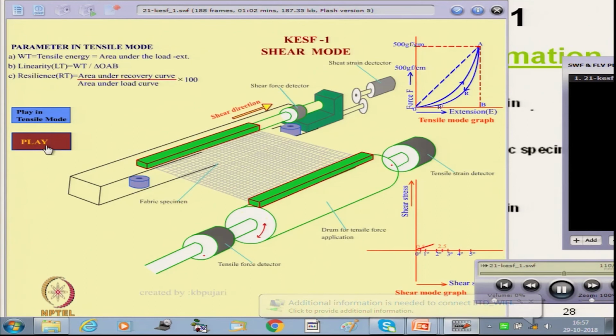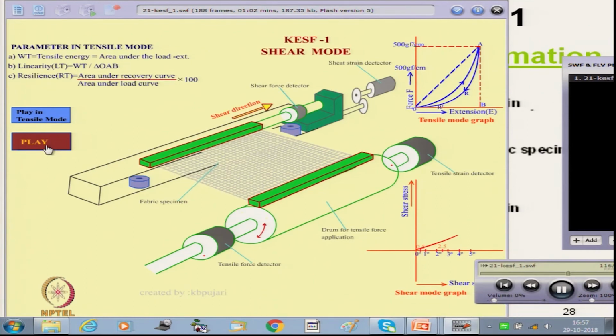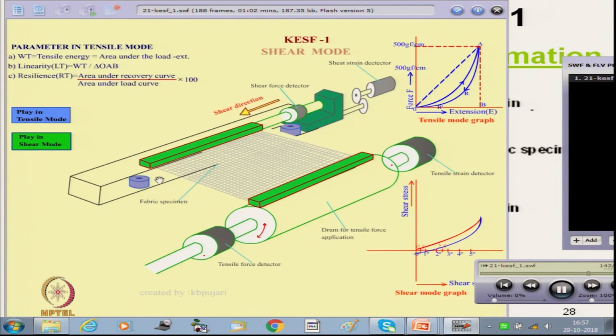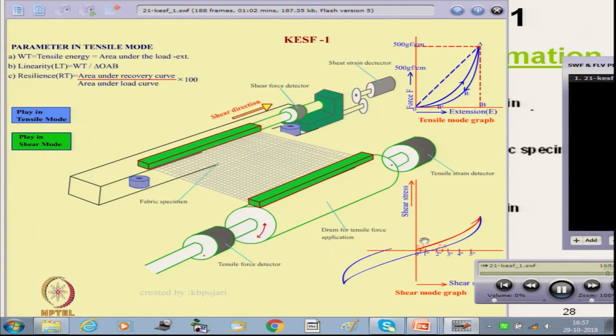Now, once it is moving in shear mode, this drum will be stationary. Now, this slider will move from right to left and left to right, okay, and we will get the shear curve. Okay.